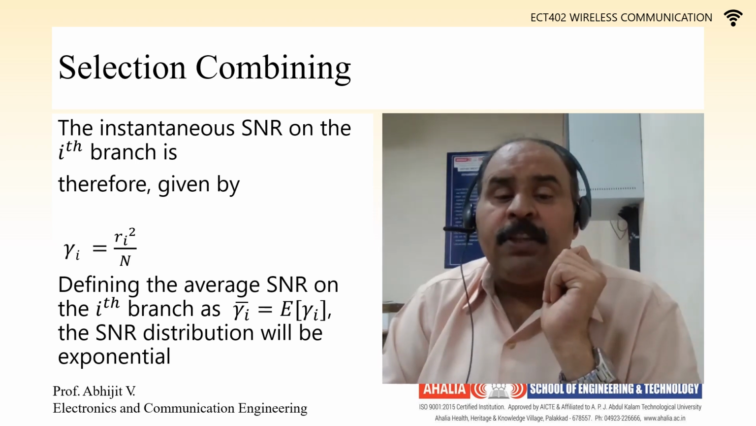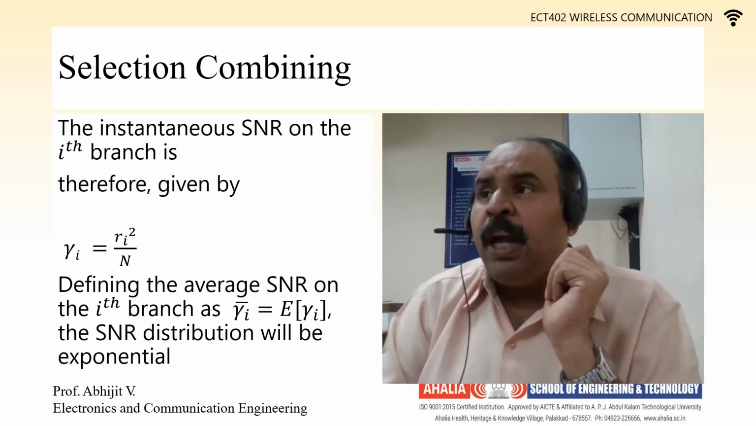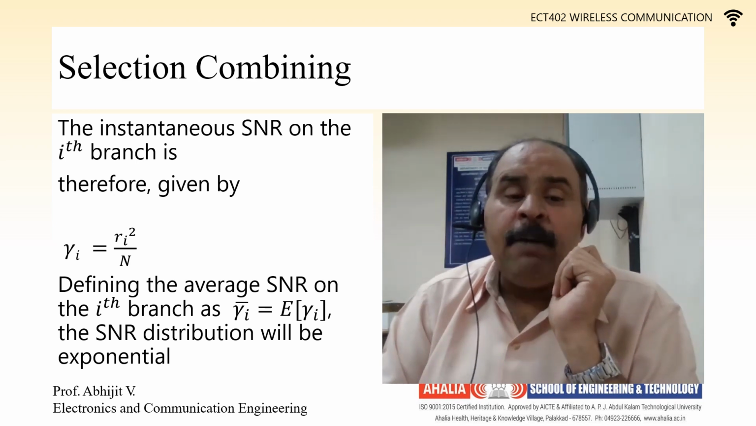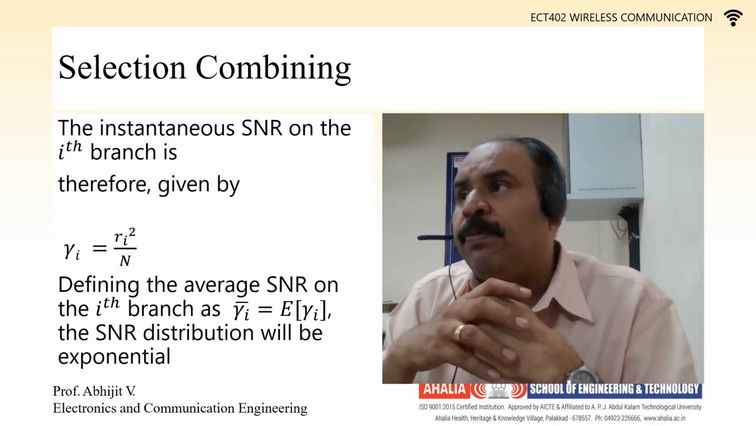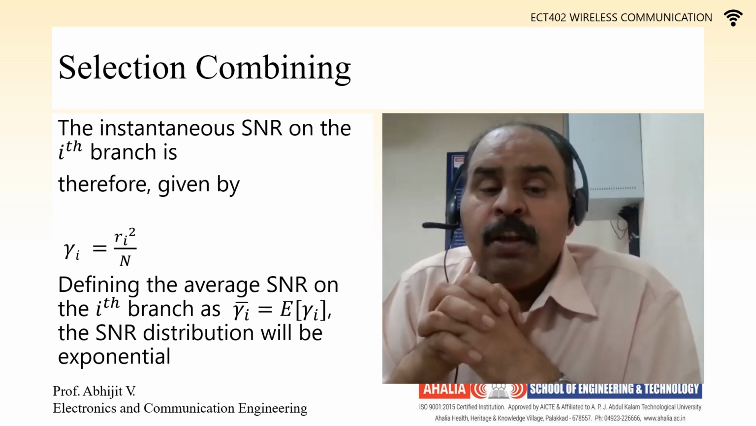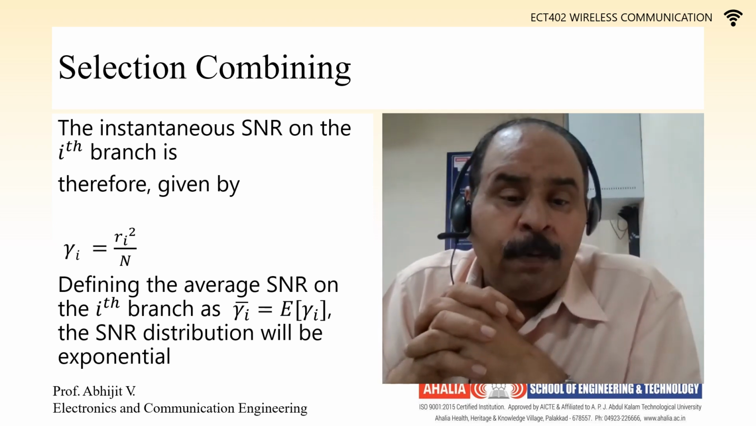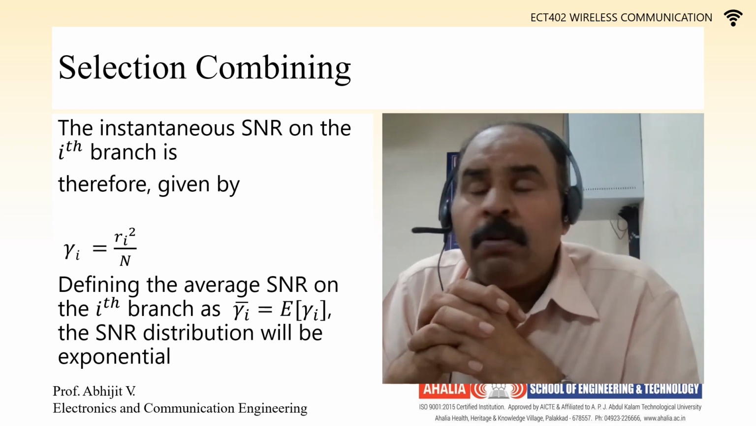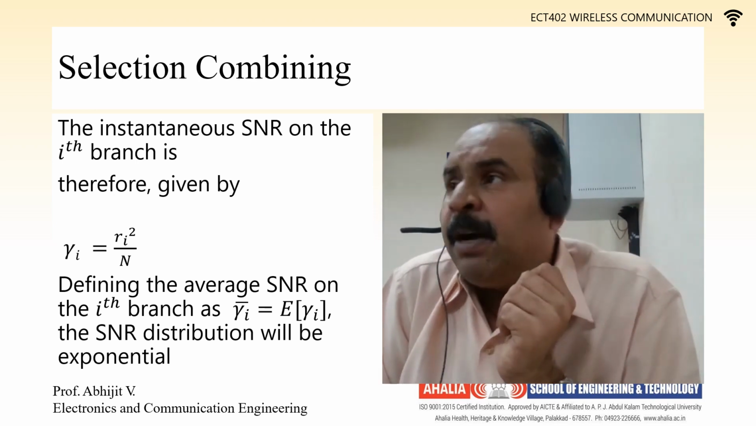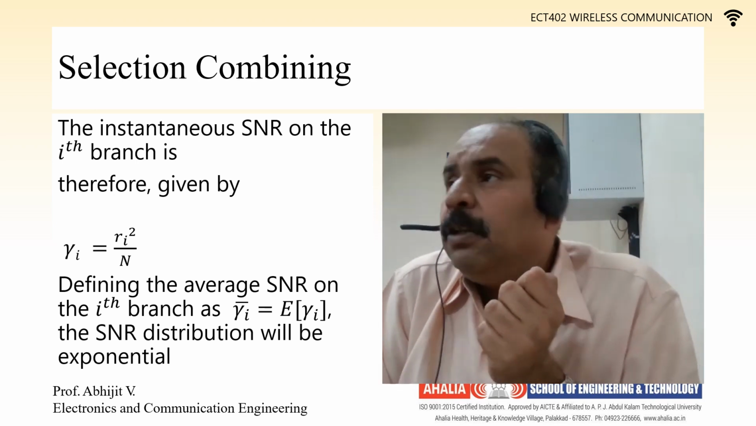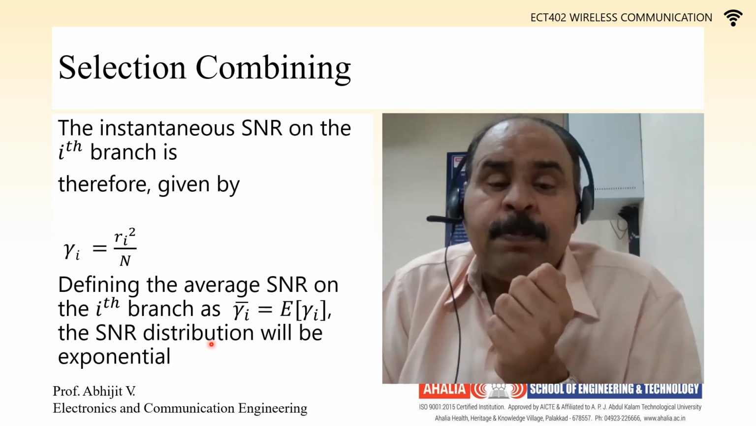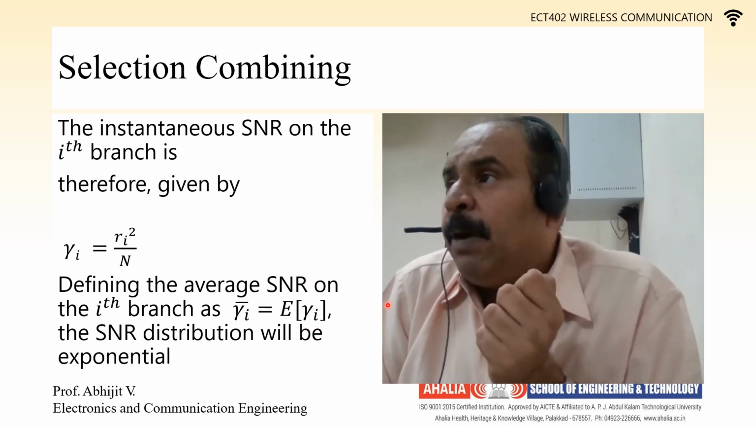So defining the average signal to noise ratio, wherever we use average, we have this tilde, right? Gamma I tilde is equal to E of gamma I. We are going to find out the signal to noise ratio distribution. So the average signal to noise ratio at the ith branch is defined as gamma I tilde, the expectation of all these values, E of gamma I.